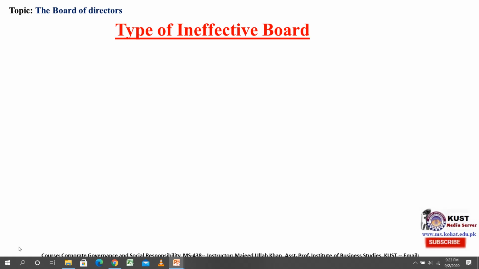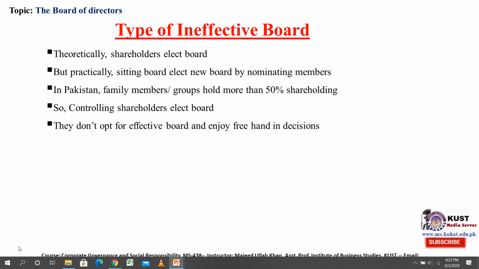Moving further, types of ineffective board. What is an ineffective board? Theoretically, yes, shareholders elect the board in the annual general meeting by casting their votes, but practically in Pakistan and other developing countries, the sitting board elects the new board by nominating the members of the board. Sometimes most of the same people remain and enjoy another tenure on the board because they are re-elected. In Pakistan, since businesses are owned by family members and groups with more than 50% of the shareholding, the controlling shareholders elect the board and minority shareholders have no say in electing the board because they do not have enough shares to elect or nominate any director to the board.